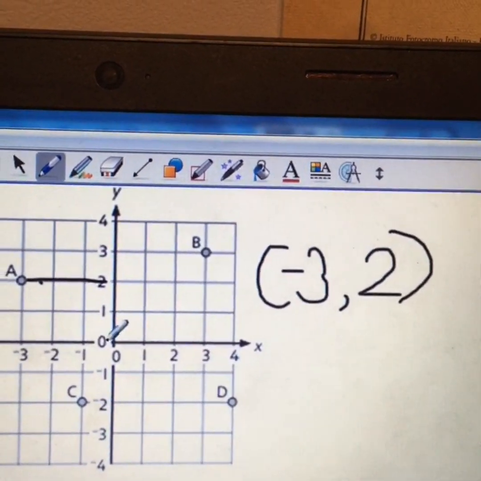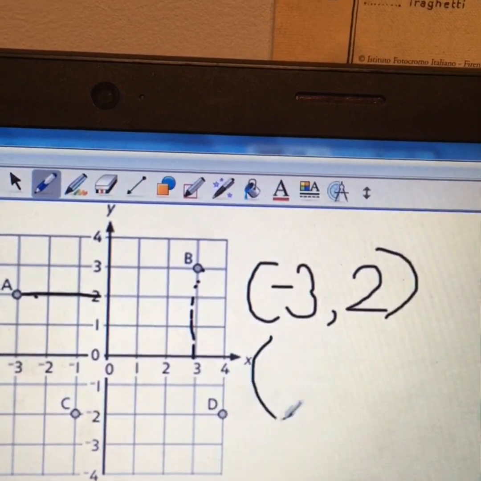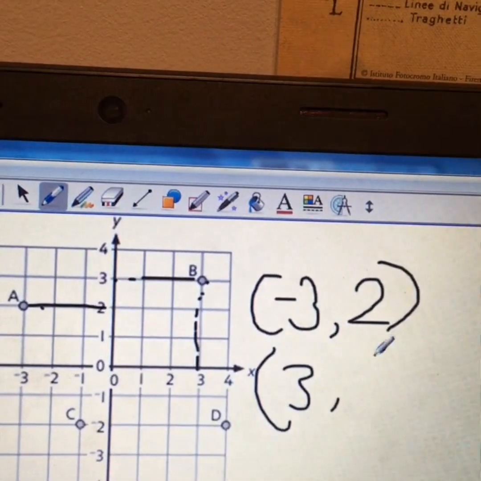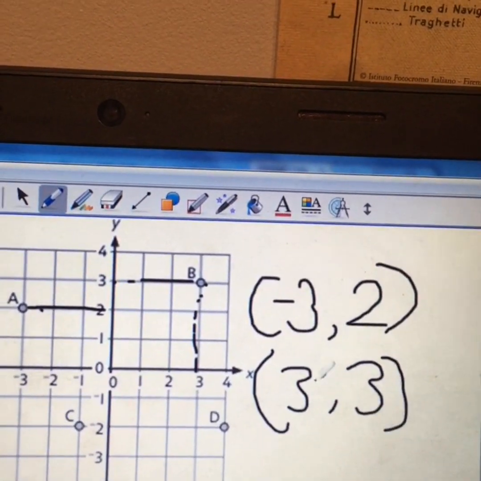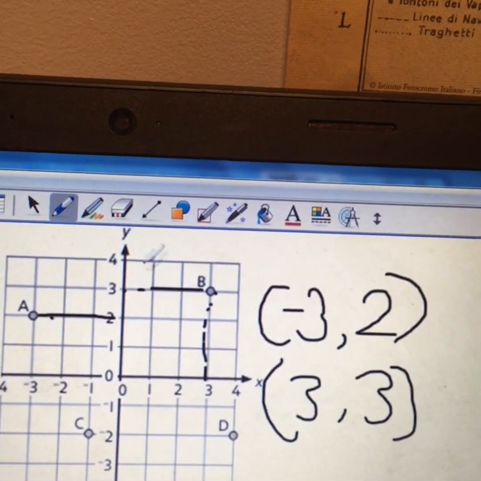Right, B. So again, start in the middle. Go along. So I've gone along 3. So 3 is my x-axis. And I've gone up, 3 as well. And because this is in this right-hand top quadrant, both the numbers are positive.